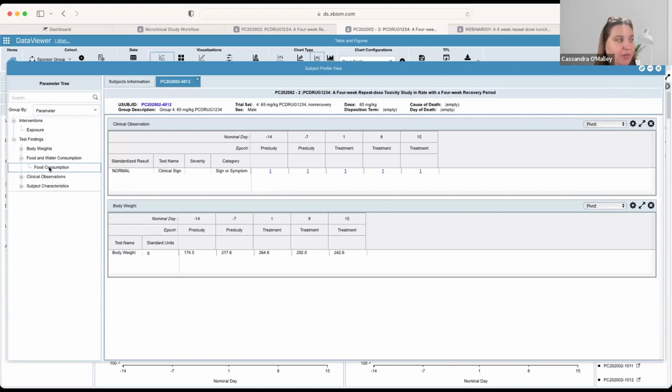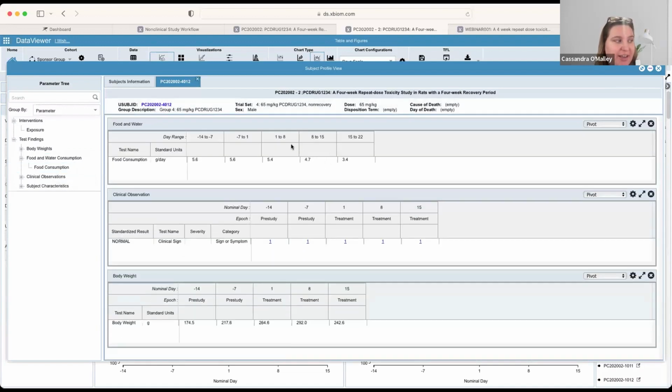I'm also going to add in the food consumption, which I can do right on the same page, and I can evaluate the food consumption over the course of time. From day 1 to day 8, the subject was eating a fairly standard 5.6 or 5.4 grams per day. But on day 8, we do see a drop off. From day 8 to 15, it was only 4.7 grams per day. We are getting a little bit of an insight that from days 15 to 22, it was down to 3.4 grams per day. So this may explain the body weight loss.